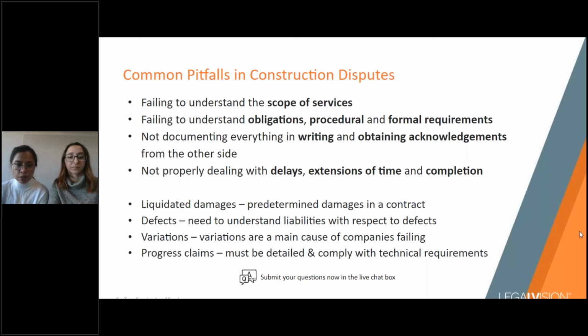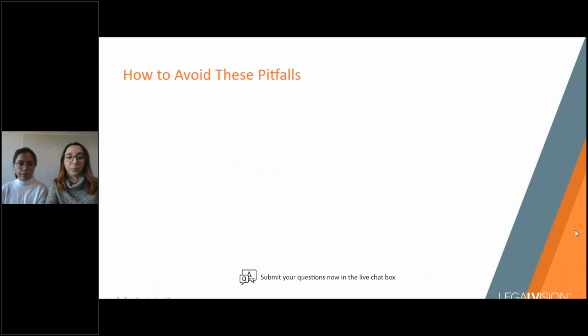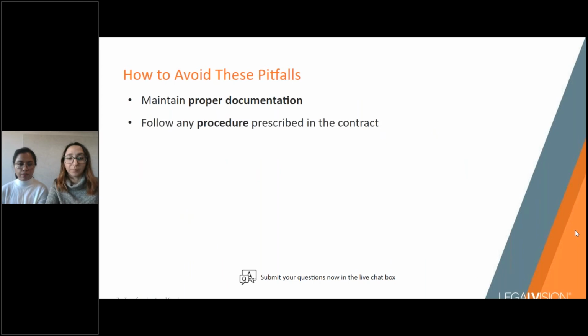That is, we would try to do so on a technical point. For example, if it does not have the correct reference date or was served incorrectly. So now we've understood what the common pitfalls in construction disputes are, but how do we deal with them and how do we avoid them?